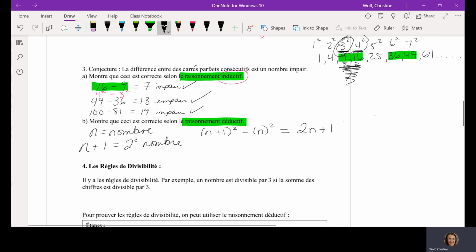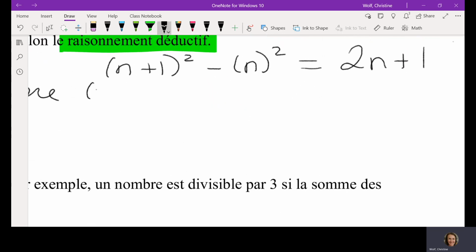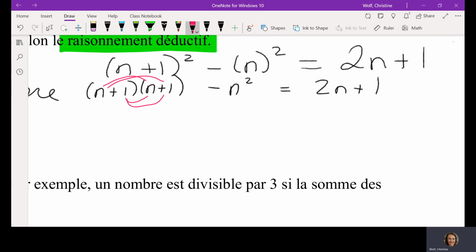Okay, so maintenant, j'allais faire la même chose que j'ai fait avec l'occasion. I'm going to prove this. I'm going to work this out. So, quand vous avez n plus 1 au carré, ça c'est vraiment n plus 1 fois lui-même, right? And then c'est moins n au carré égale 2n plus 1. Maintenant, avec ces deux binômes ici, j'allais faire la multiplication. So, n fois n, n fois 1, 1 fois n, 1 fois 1. That's binôme Bob, or foil, or pied, right? So, n carré plus 1n plus 1n plus 1. Ça, c'est ce que je reçois quand je multiplie ces 4 opérations.